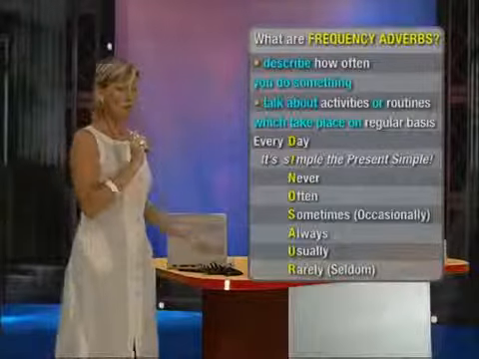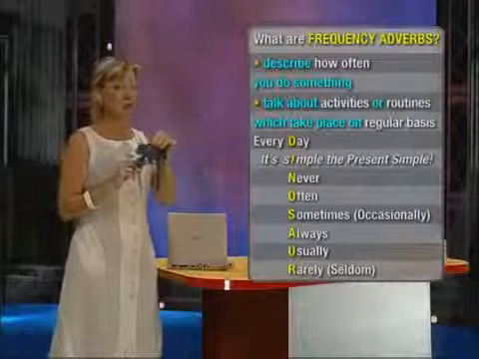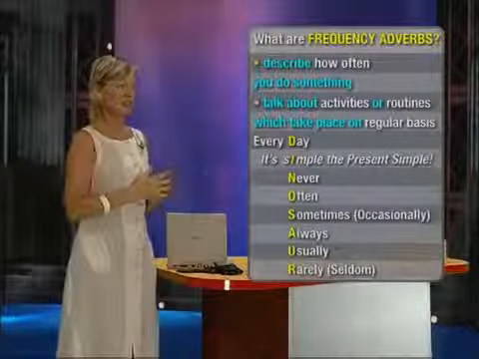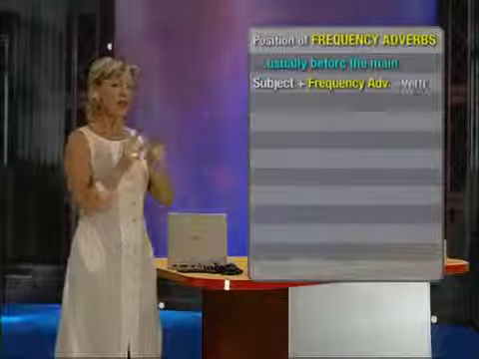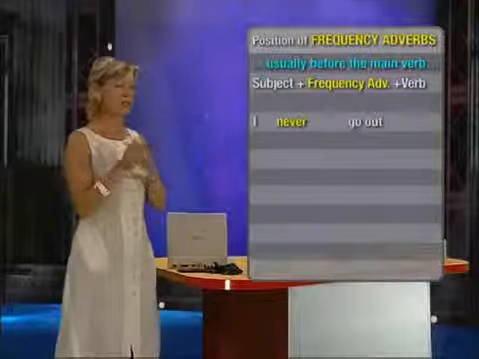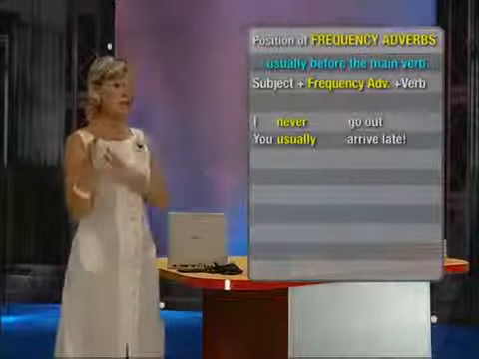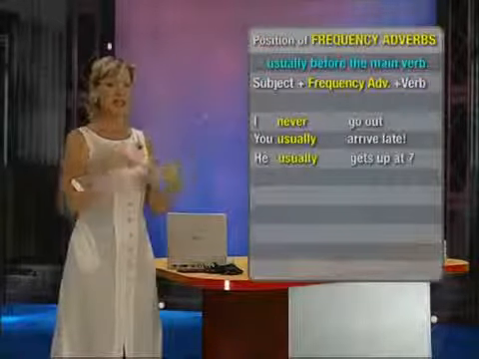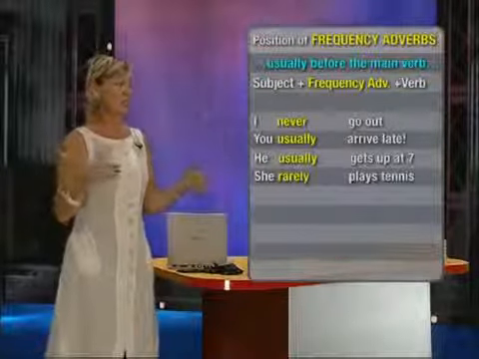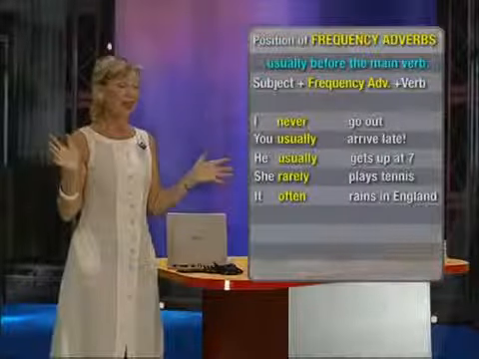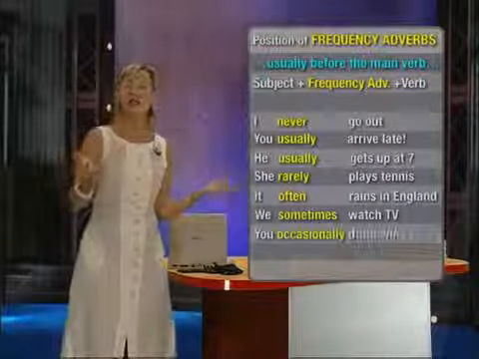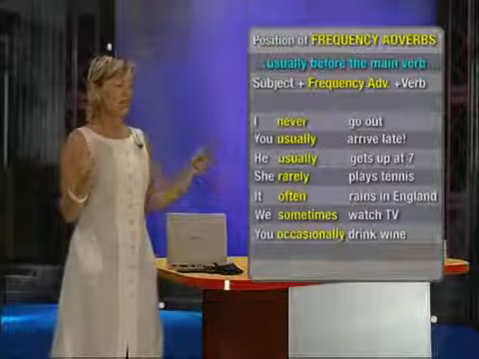Okay, now, the important thing about Mr. Dinosaur and the frequency adverbs is where to put them in the sentence. Now, look at the examples. We put them in front of the main verb. So, I never go out. You always arrive late. He usually gets up at 7. She rarely plays tennis. It often rains. In England, we sometimes watch TV. You occasionally drink wine.